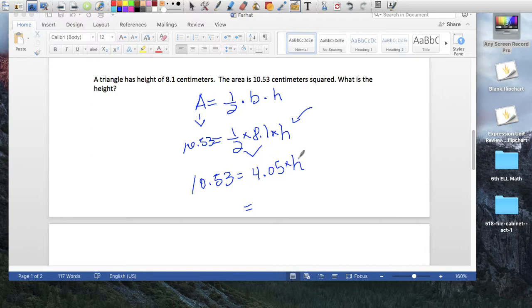How do I find this mystery number? Well, because it's a multiplication equation, you're going to use division to find your answer. So to find the value of h, you're going to take 10.53 and divide it by 4.05. With a calculator, 10.53 divided by 4.05 gives you that the height of this triangle is 2.6 inches.